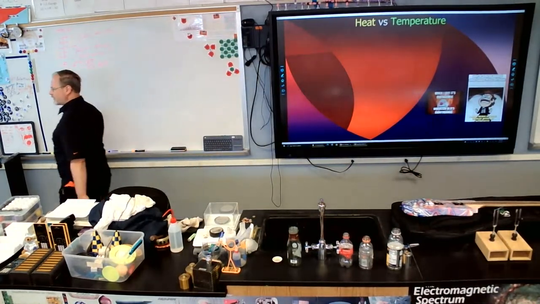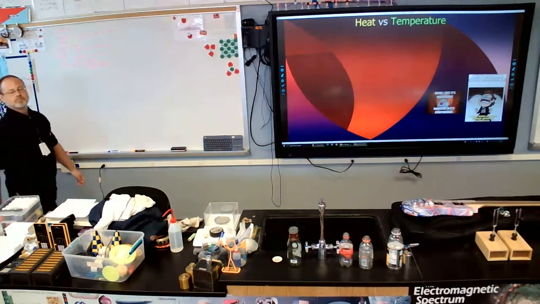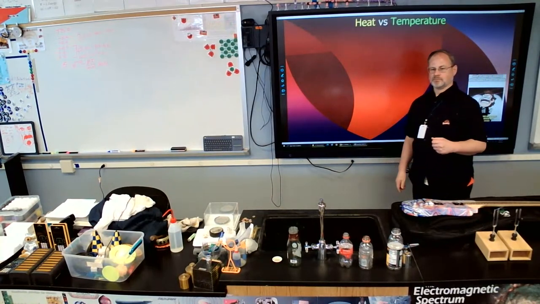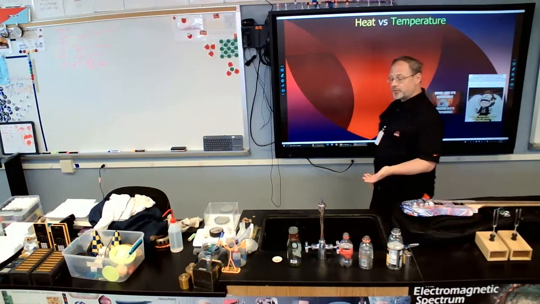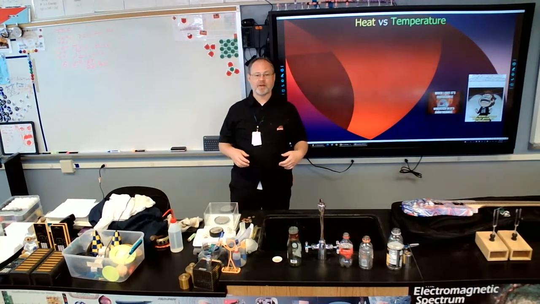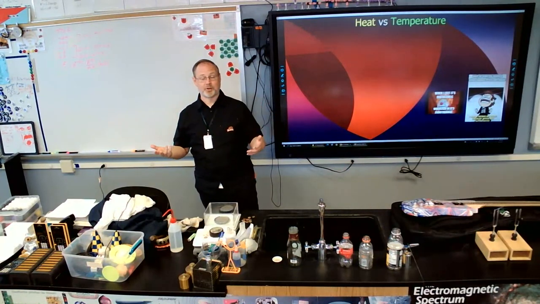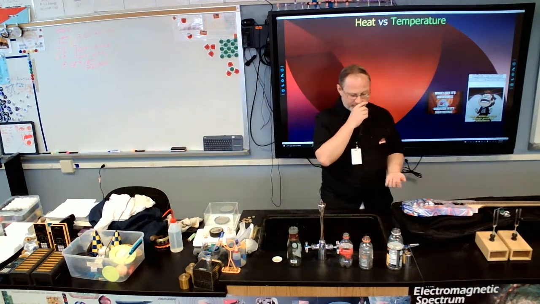Heat and temperature. Same thing or not the same thing? Not the same thing. So let's develop that. You learned that temperature was what? It's a measurement of how fast the molecules are moving. Excellent. Temperature is a measure of molecular motion. So when you say something has a higher temperature, what you're really saying is that the particles are moving faster. They have a greater average kinetic energy. So remember, the average kinetic energy is 1/2 mv².